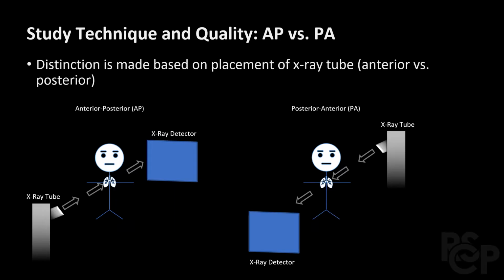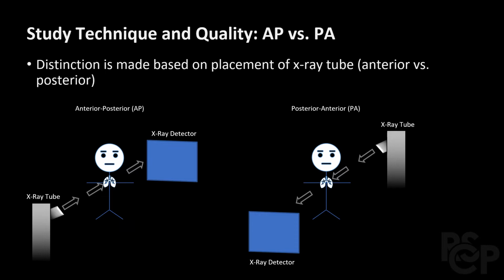Let's start by talking about study techniques and quality. AP and PA, or anterior to posterior and posterior to anterior, are two types of projection techniques used to obtain a basic chest film. Below are two diagrams that offer representation of each of these projection techniques. Notice that the distinction is made based on placement of the X-ray tube.